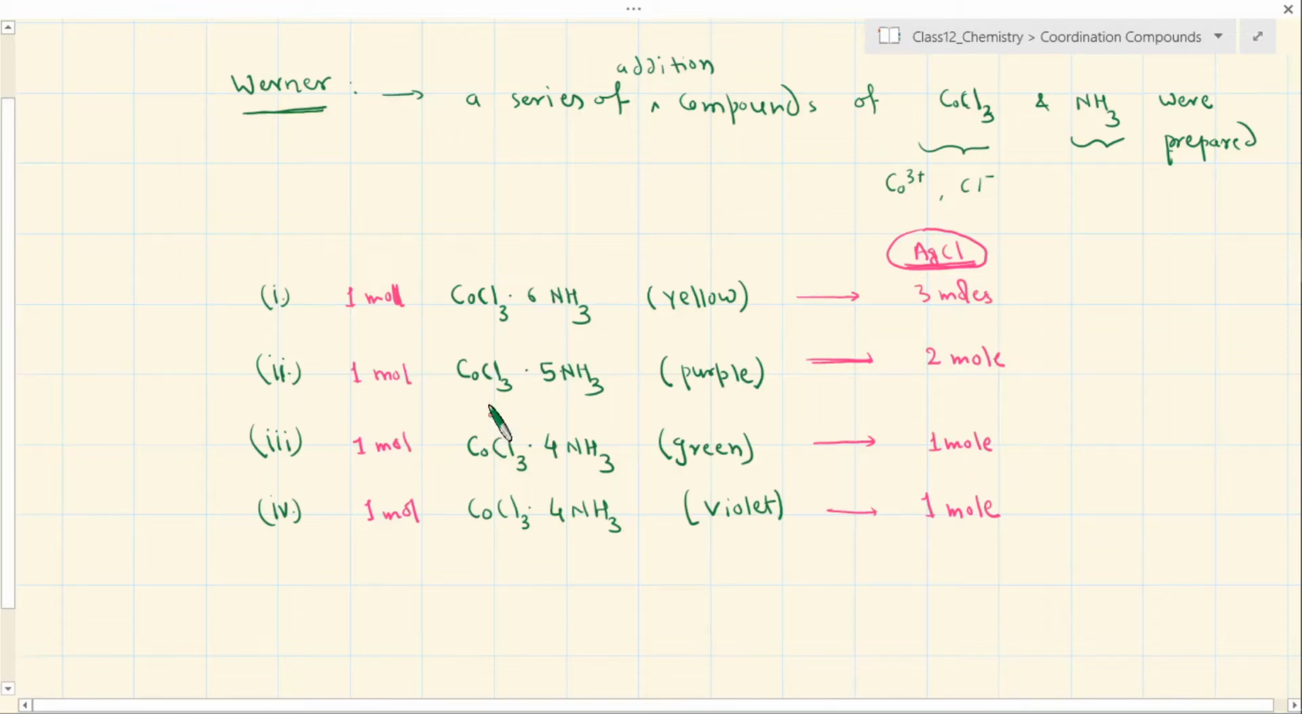Definitely there must be something different about them, where all the chlorine in this case are freely available in the solution and they are able to precipitate silver. Here you have only 2 chlorine ions which are freely available in solution. They are able to precipitate only 2 silver chloride molecules out of 1 mole, or 1 molecule, of this substance, and you get 1 and 1 of this.